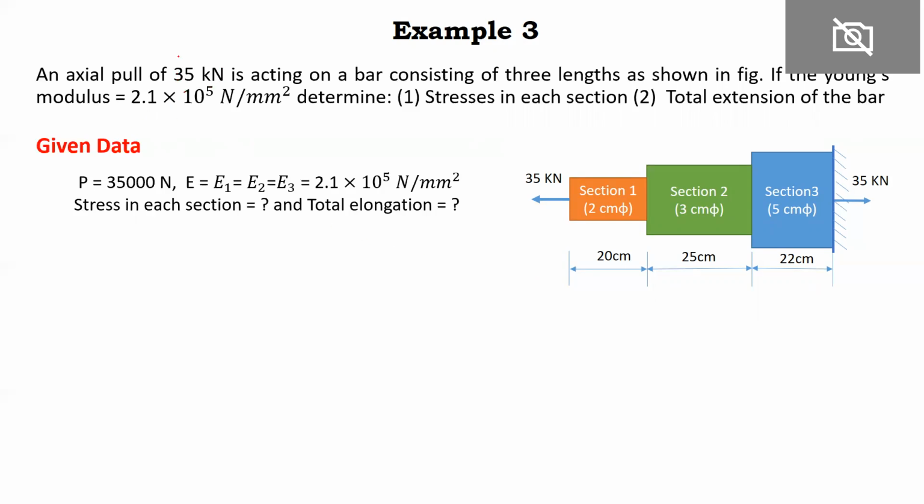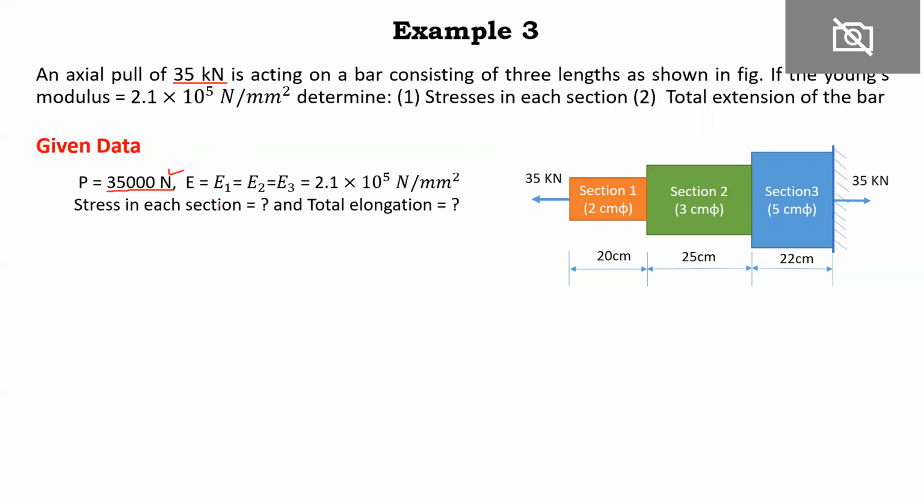So this is the load pull, P is equal to 35 kilonewton. So this kilonewton is converted in terms of Newton, so it is multiplied by 1000. 35 into 1000, you will get 35,000 Newtons. It is converted in terms of Newton. In the question it is 35 kilonewton, so this is in terms of Newton.